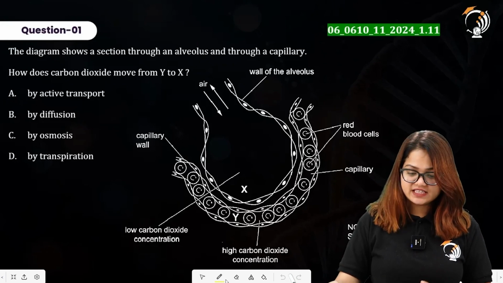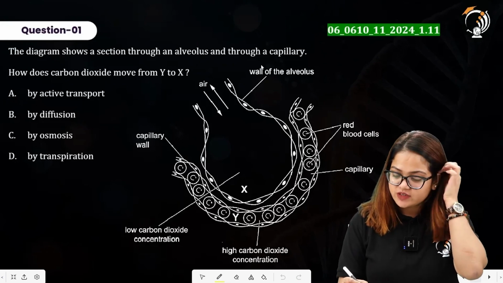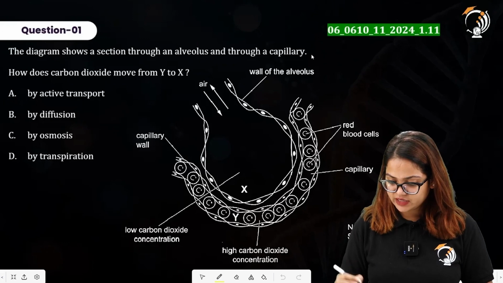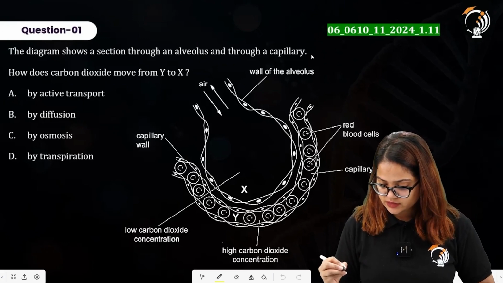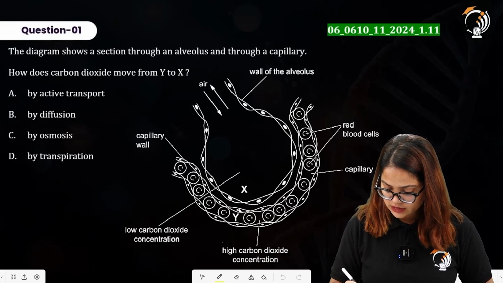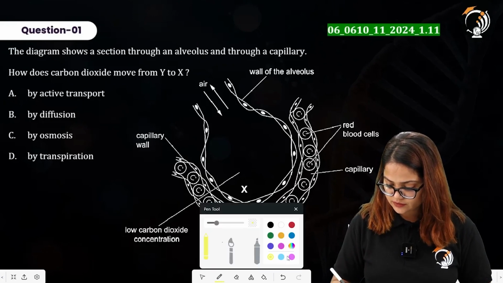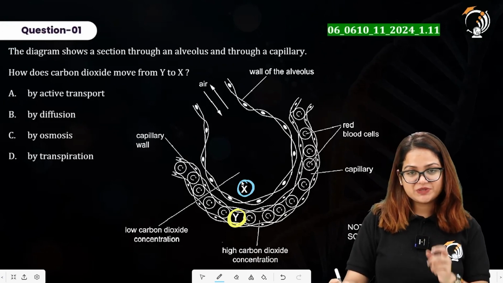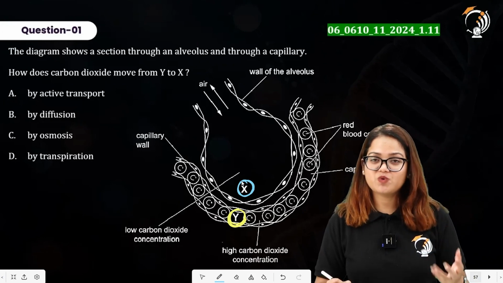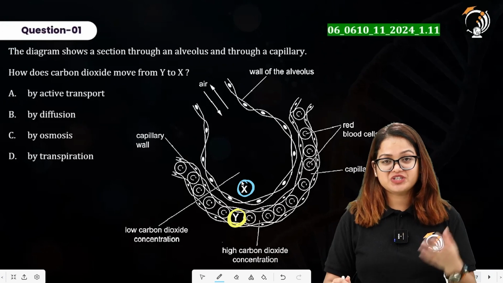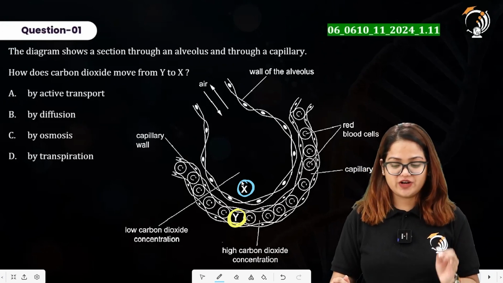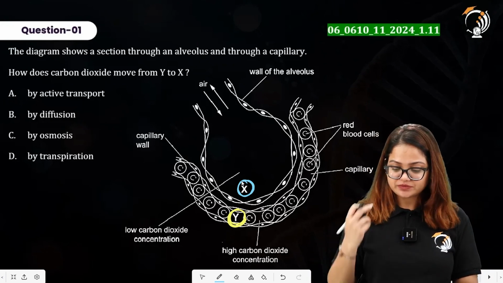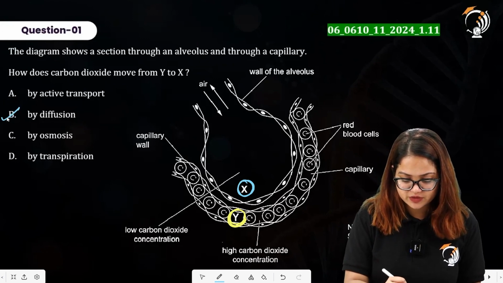The first question here says, the diagram shows a section through an alveolus and through a capillary. How does carbon dioxide move from Y to X? So this is the Y region here, and here we have the X region. How does carbon dioxide move from Y to X? Since we have already discussed that the molecules move from a region of higher concentration to a region of low concentration following the passage of diffusion, the process that enables the movement of carbon dioxide from Y to X is diffusion. All right.